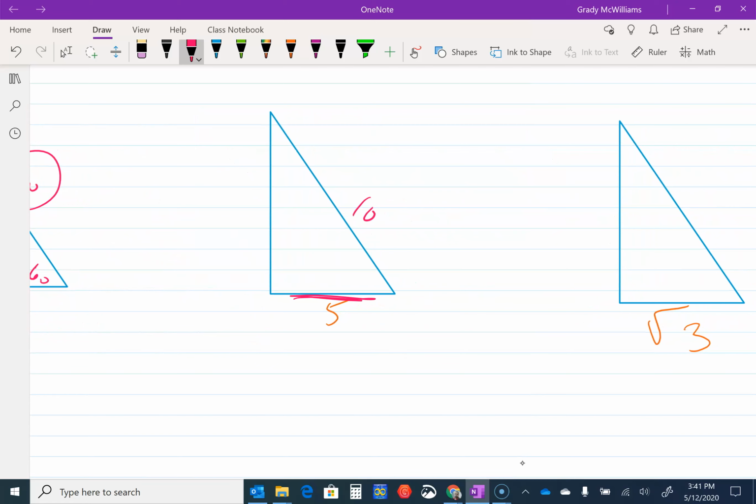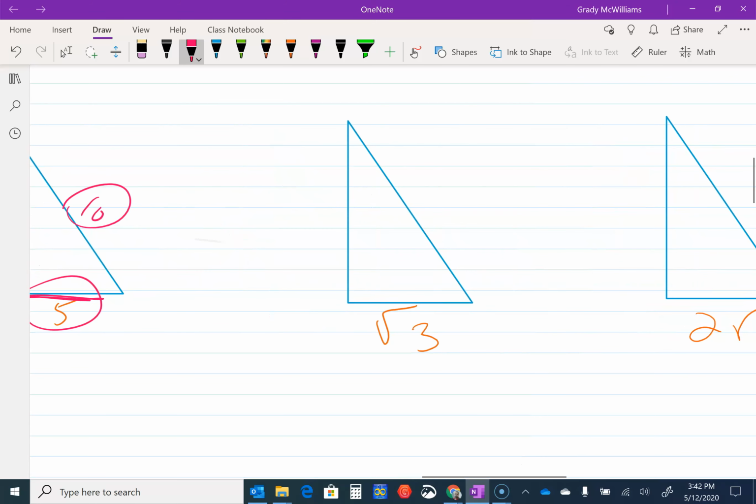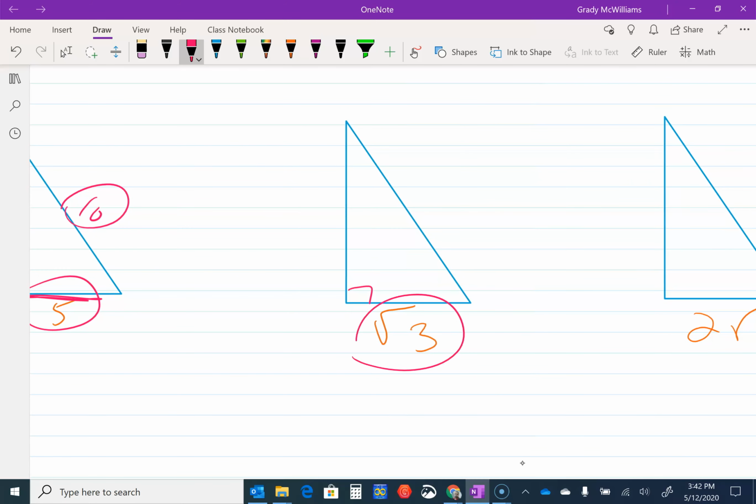This is the short leg. This is a short leg times the square root of 3. And this is always twice the short leg. There's your answers. This is the shortest leg. The longer leg is the short one times the square root of 3.